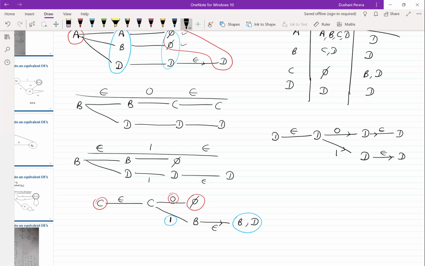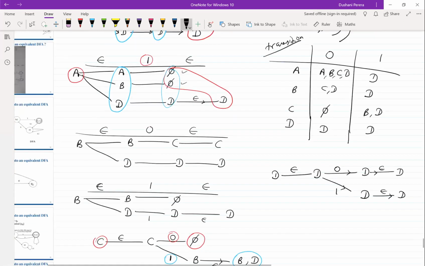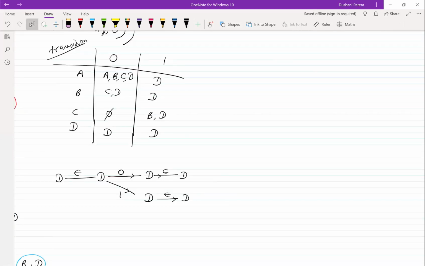Now I look at this and I draw my NFA. Now remember this is epsilon NFA to NFA. Earlier what we did was NFA to DFA. This is epsilon NFA to NFA. Now we draw our states A, B, D.